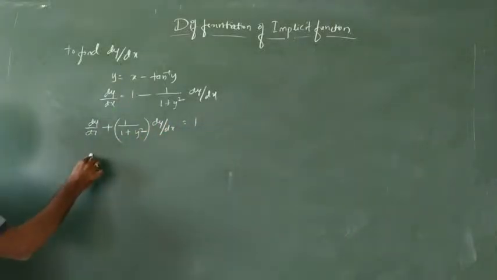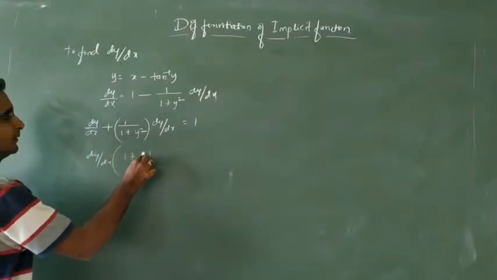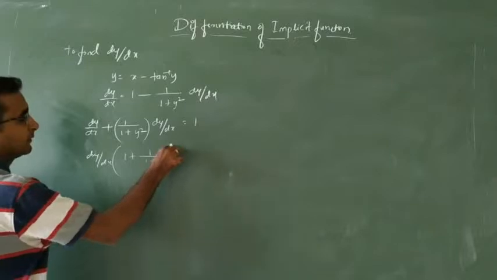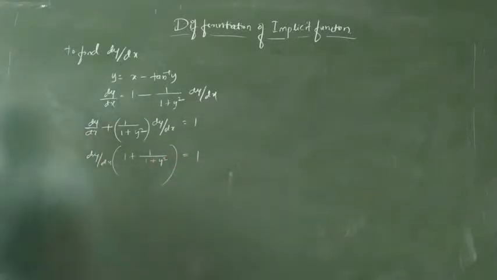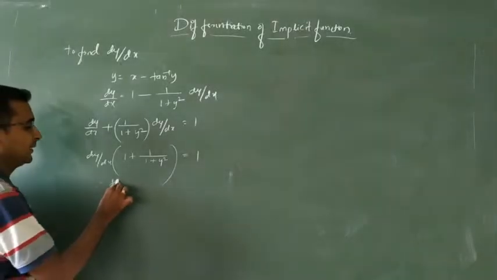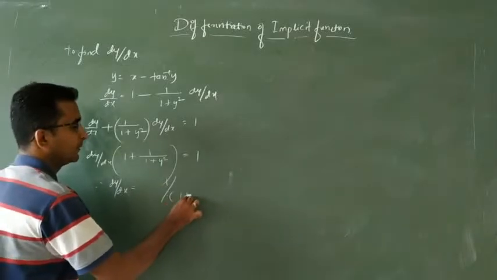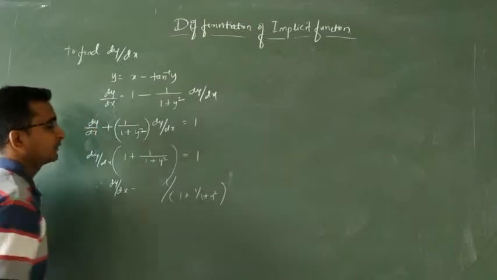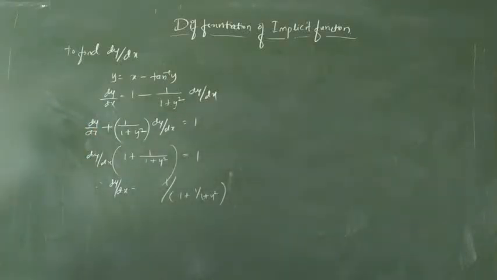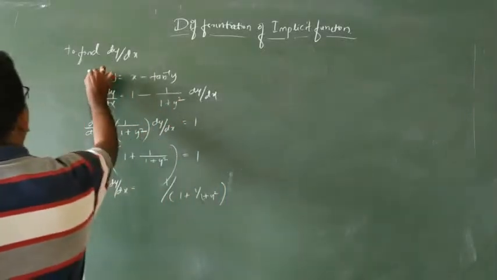Then taking dy by dx as common multiple, what we can see here is 1 plus 1 divided by 1 plus y square is equal to 1. Or you can take the LCM also, no problem. Therefore, dy by dx is nothing but 1 divided by 1 plus 1 divided by 1 plus y square. So this is the differentiation of the implicit function. One more example, this is the third example.